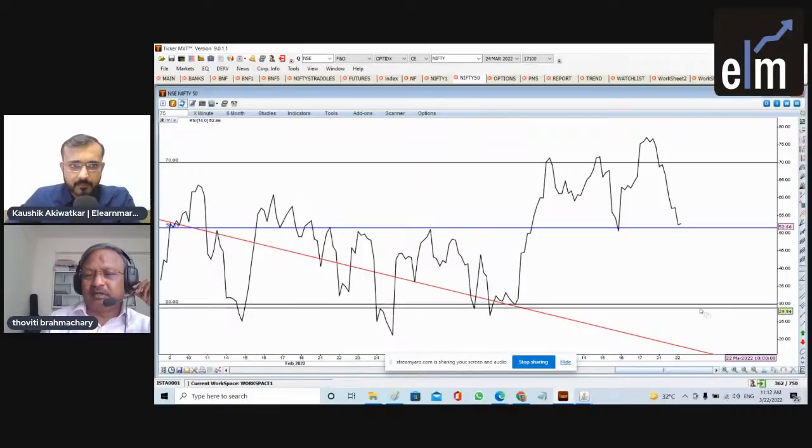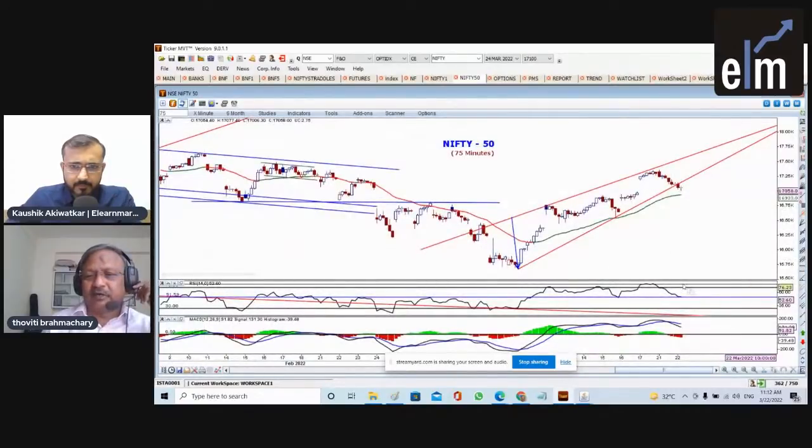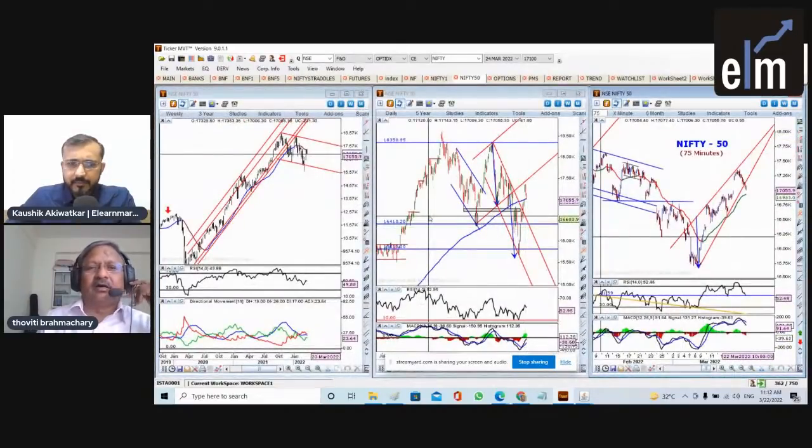It has to come down up to here or somewhere below the 30 zone. Right. So I'm not very comfortable. Moreover, MACD, a traditional indicator, is also looking at a very bearish momentum in this build-up. Right. So now I'll explain a little.